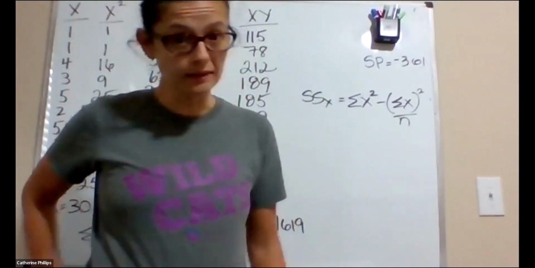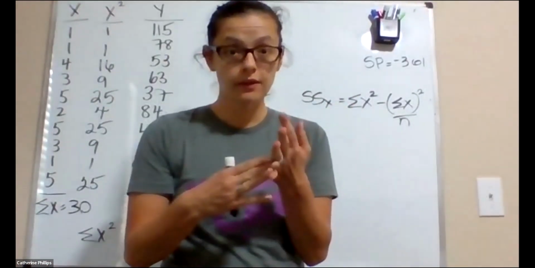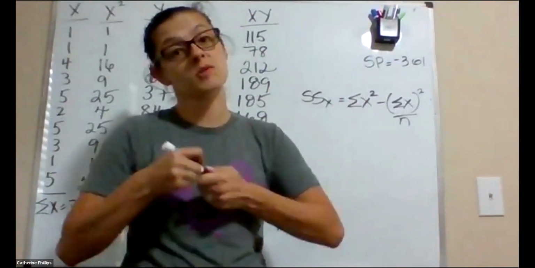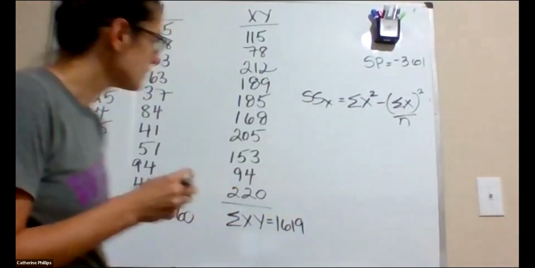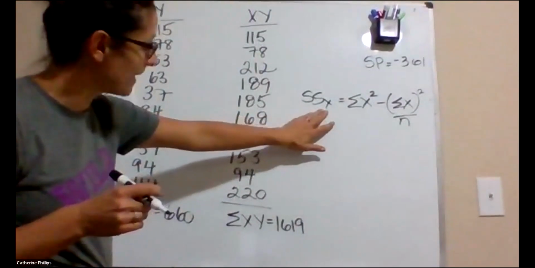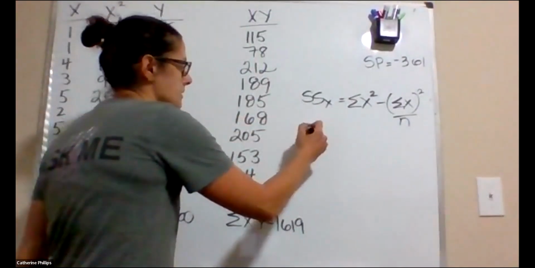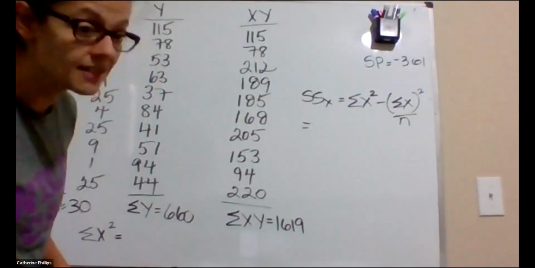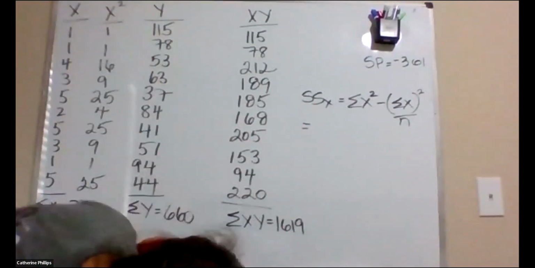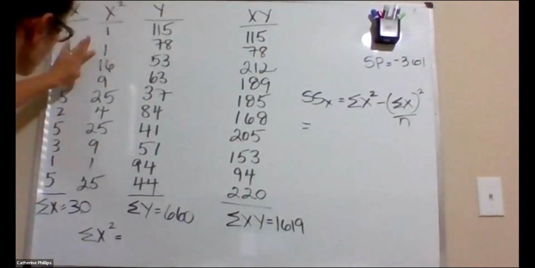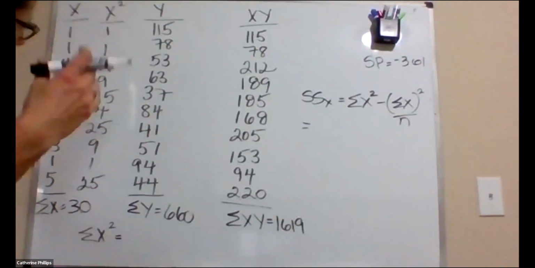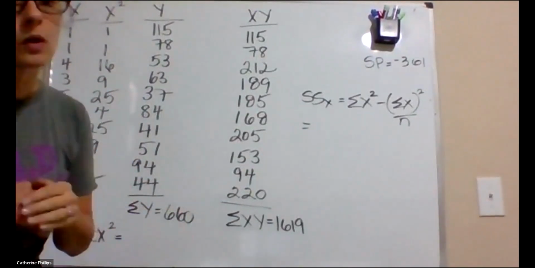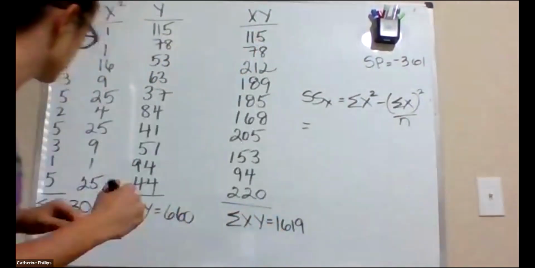But where I think I was at is, in order to calculate the R, I have the sum of products, but I need the sum of squares of X and the sum of squares of Y. So for the sum of squares of X, I need the sum of X's squared. To calculate that, I take each of these values, 1 plus 1 plus 16 plus 9 plus 25 plus 4 plus 25 plus 9 plus 1 plus 25, and I add those all up, and that comes out to 116.